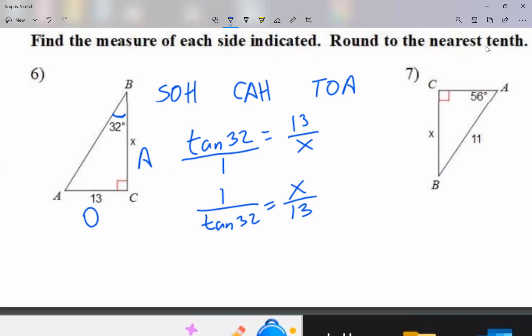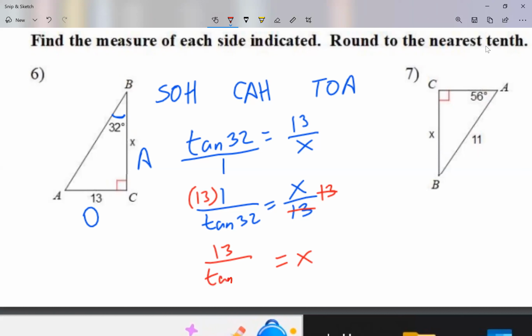Now let me multiply both sides by 13. So the top, let me multiply this by 13. So on the right, I have x by itself. On the left, I have 13 over tangent of 32. All right, 13 times 1, that's how I got the 13 on top.